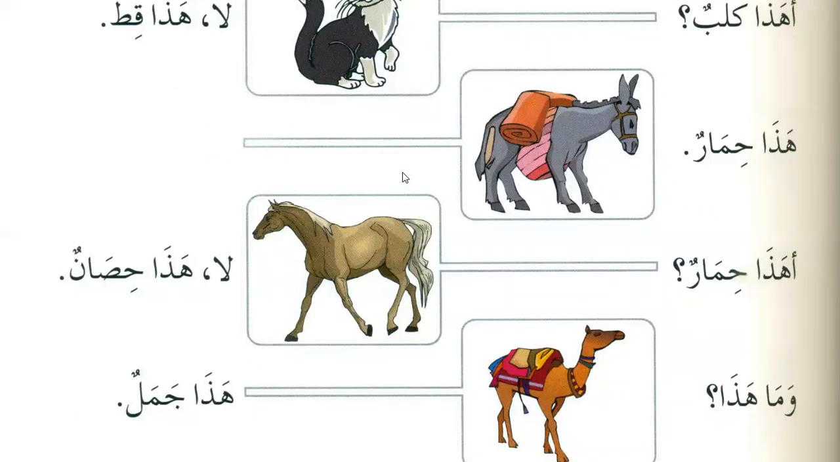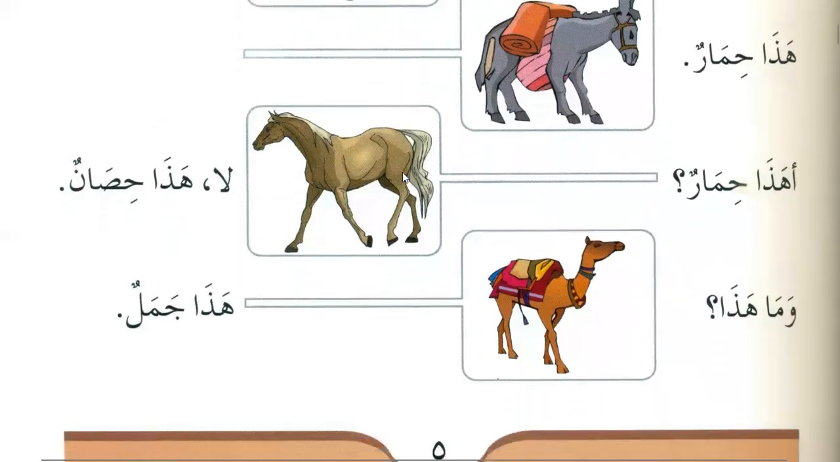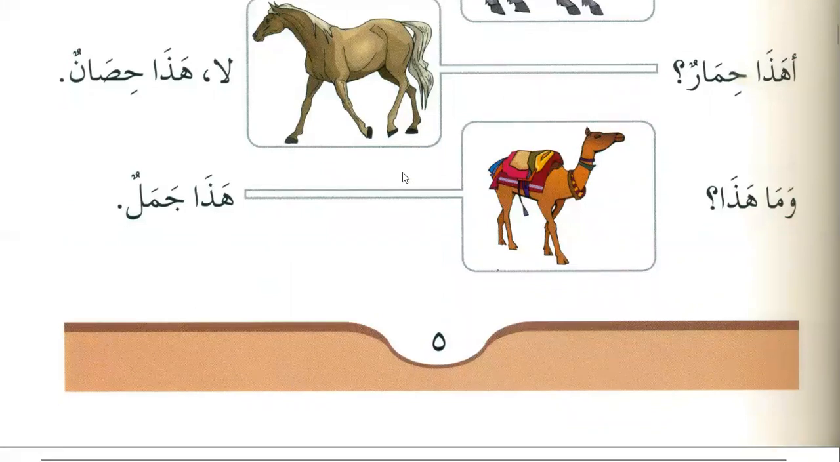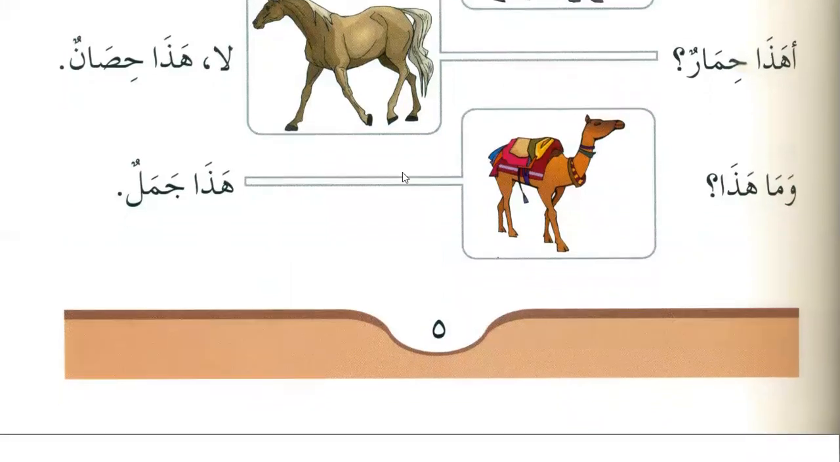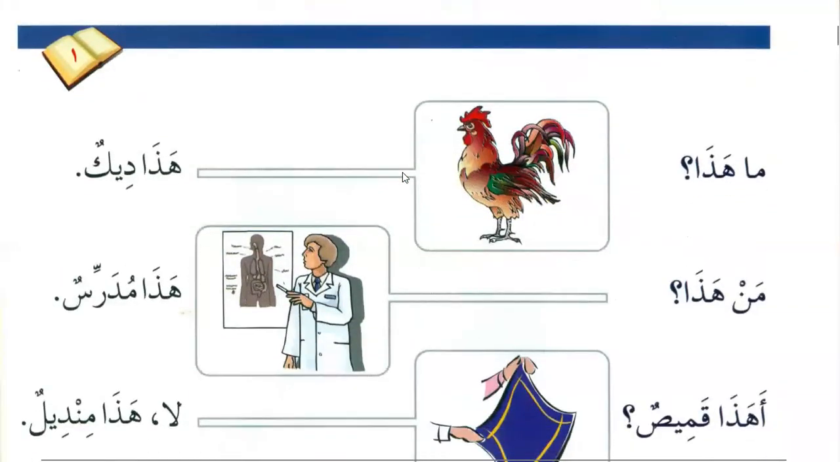Hasa himarun. This is a donkey. Ahasa himarun? Is this a donkey? La, hasa hisanun. No, this is a horse. Wa mahasa? And what is this? Hasa jamalun. This is a camel. Anyone else?